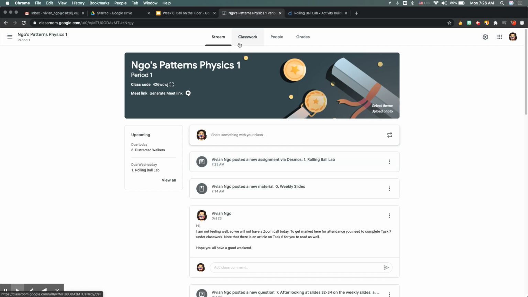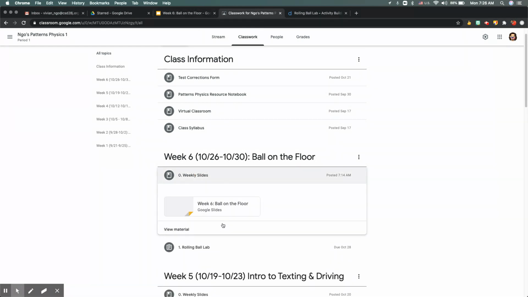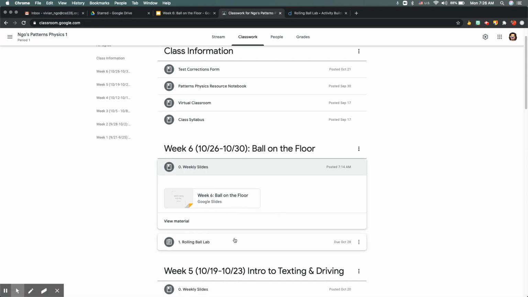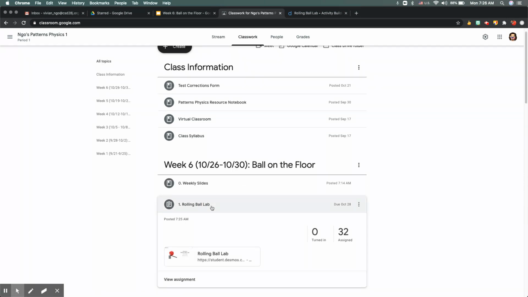Okay, so we are going to be doing the rolling ball lab today. So go to classwork, and if you need references, there are weekly slides under week 6, ball on the floor. This has the intro slides and just some basic information. But if you don't want to look at that, that's fine. We'll look at it tomorrow. Today, go to number 1, rolling ball lab.